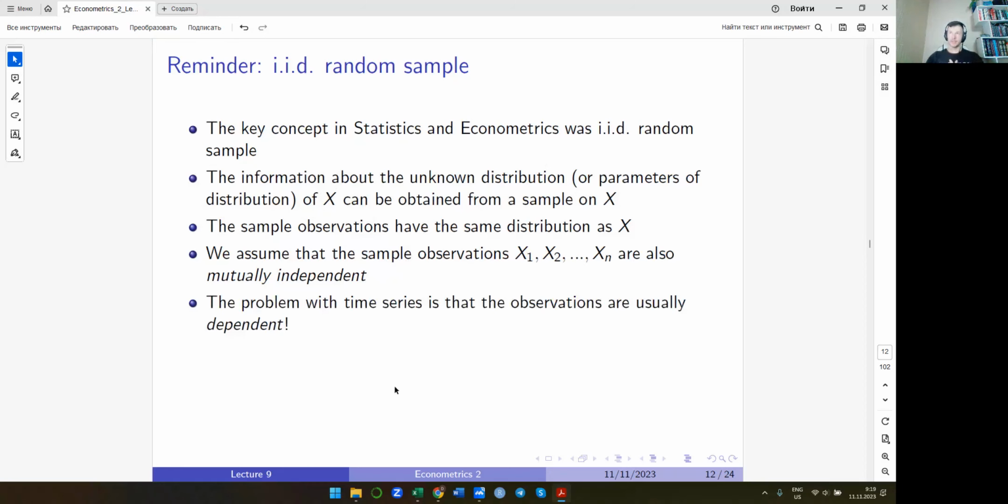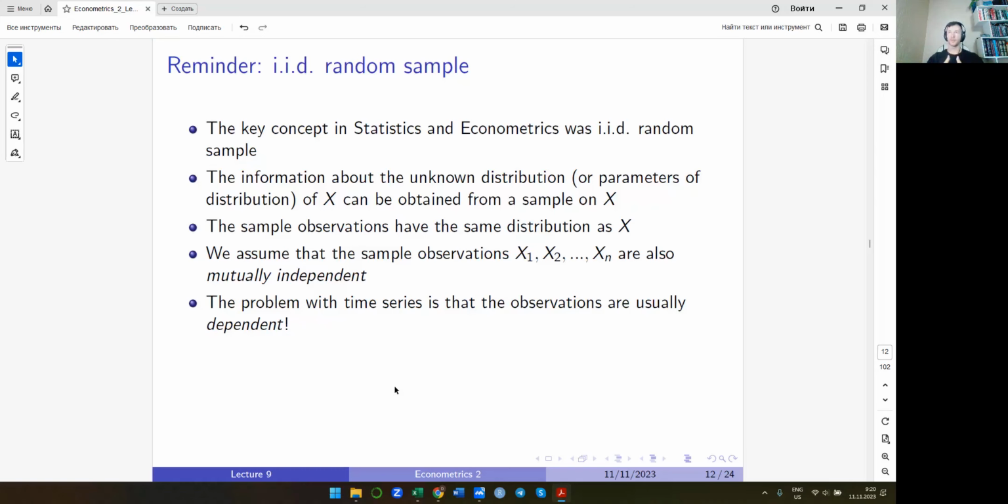The problem with time series is that observations are dependent. So the future usually depends on the past. And we are not able to collect an IID random sample in time series.